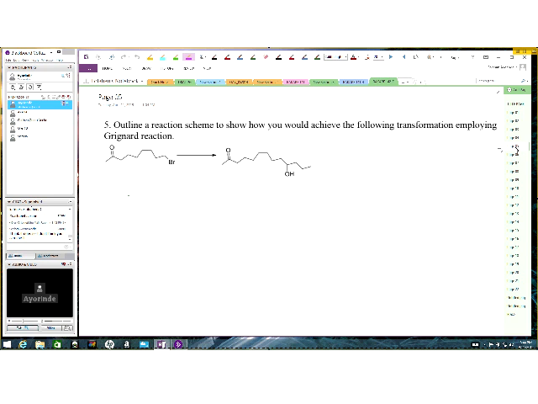This problem 5 says outline a reaction scheme to show how you will achieve the following transformation employing a Grignard reaction. Okay, so this will be fairly simple. You need to use a Grignard reaction here. Now let us analyze the products and see what we need to do.